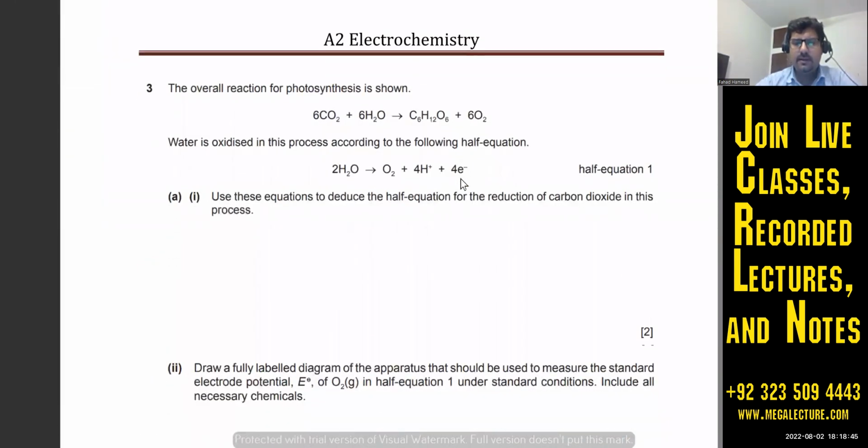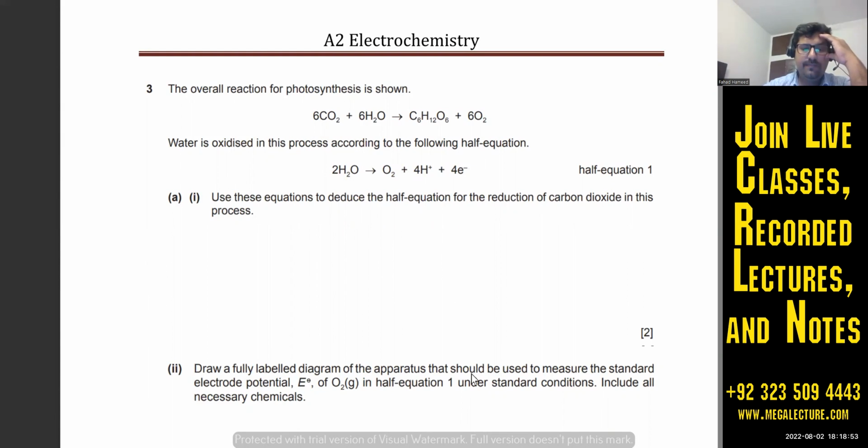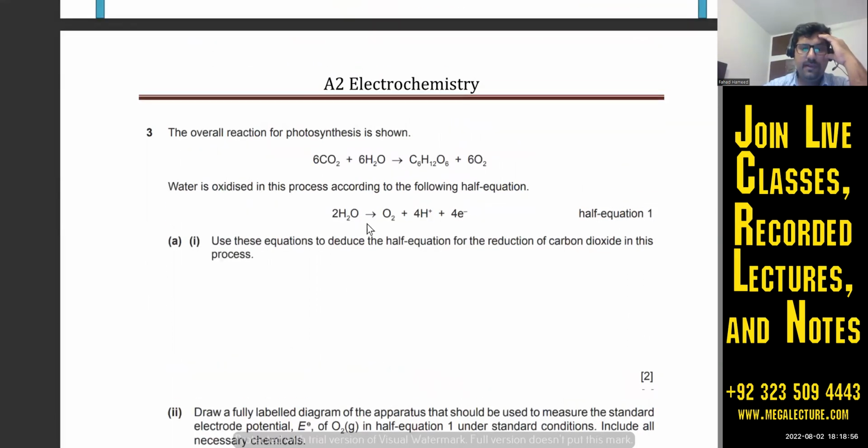So let's start with the first question here. It's kind of a strange question. He's saying that there's an overall reaction of photosynthesis, which is this one. That's your overall reaction. And remember, a redox reaction is made up of two half equations, one of which is oxidation. I think this one is the oxidation equation.